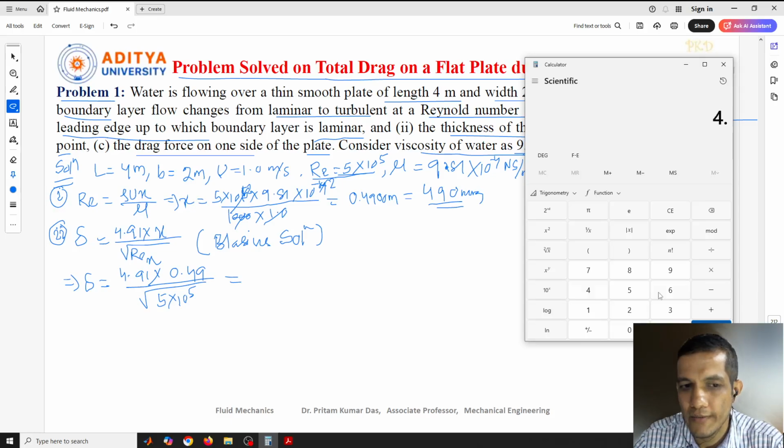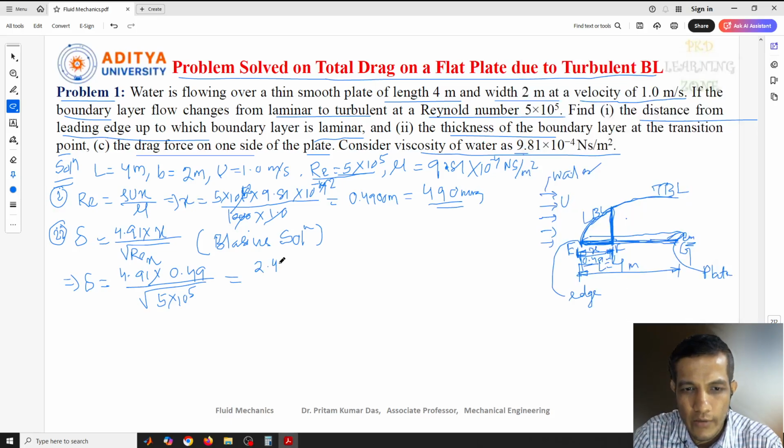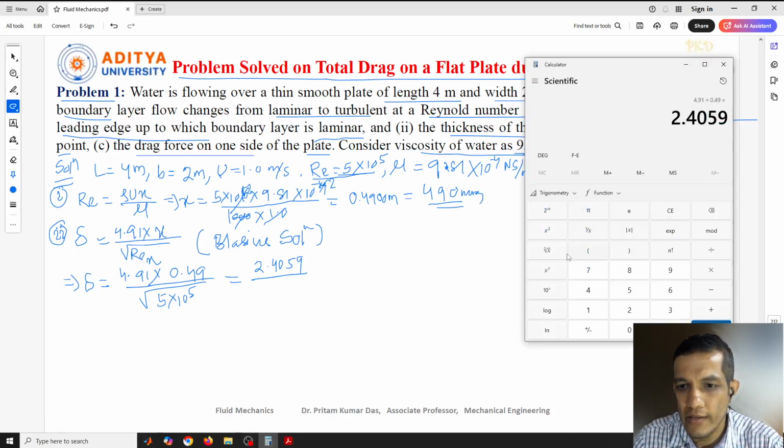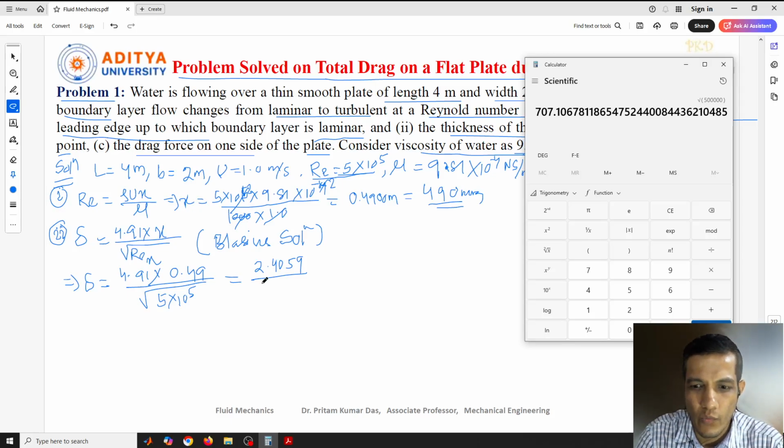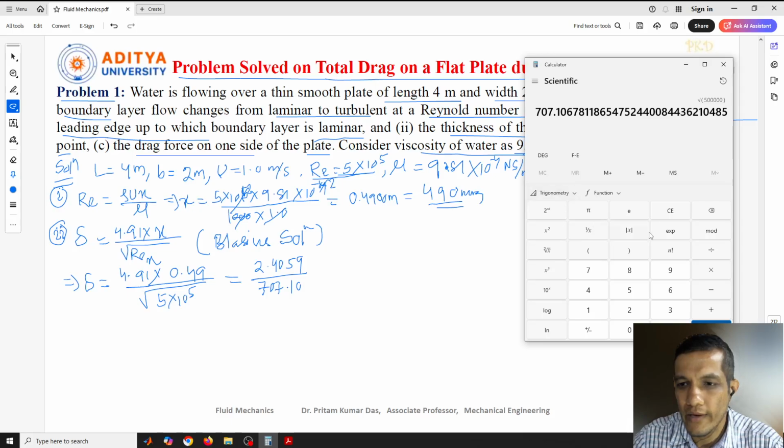So 4.91 into 0.49 gives 2.4059, divided by, here we can write 5 lakhs, root over of this, so 707.10, or 707.11 we can write also.